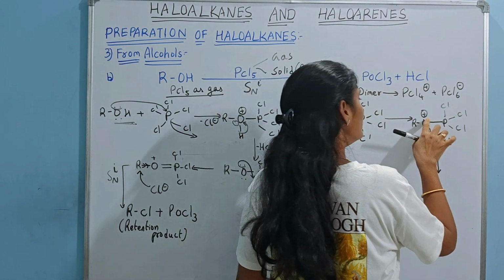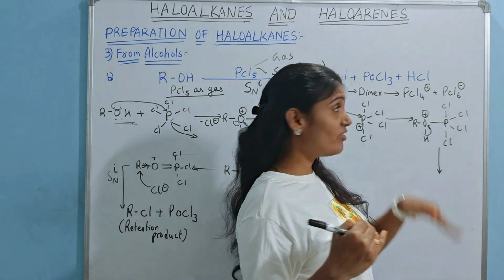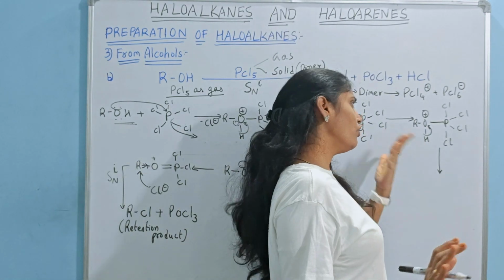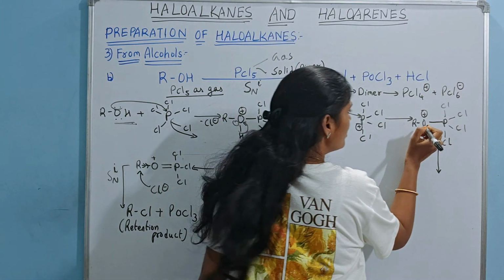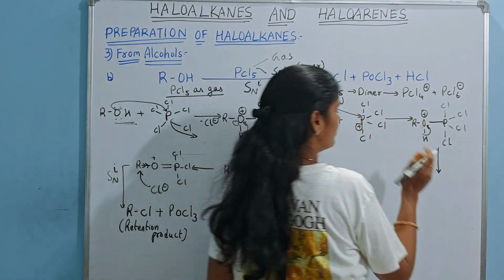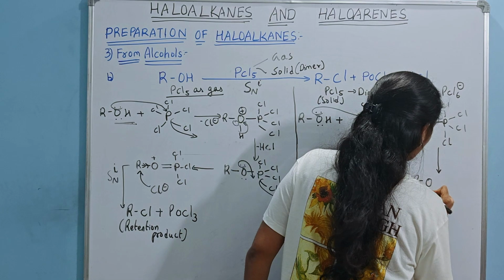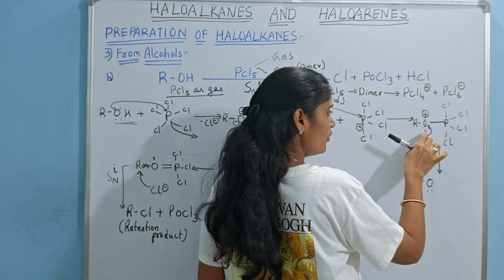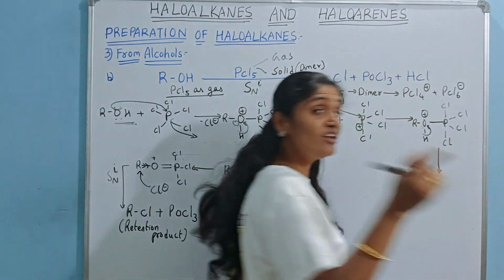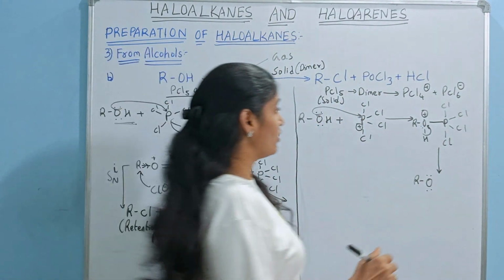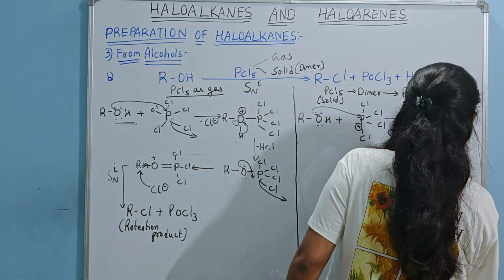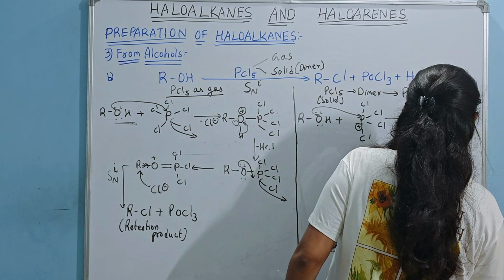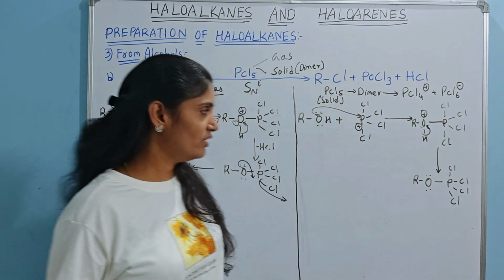Now if you see here, this shared pair of electrons has been taken by oxygen, so oxygen's positive charge is gone. Now it will get back its lone pair of electrons. Previously it had this lone pair, now also it has, but now it has taken this shared pair of electrons, so again it is back with its two lone pairs of electrons. And again I have my phosphorus with Cl, Cl and Cl.